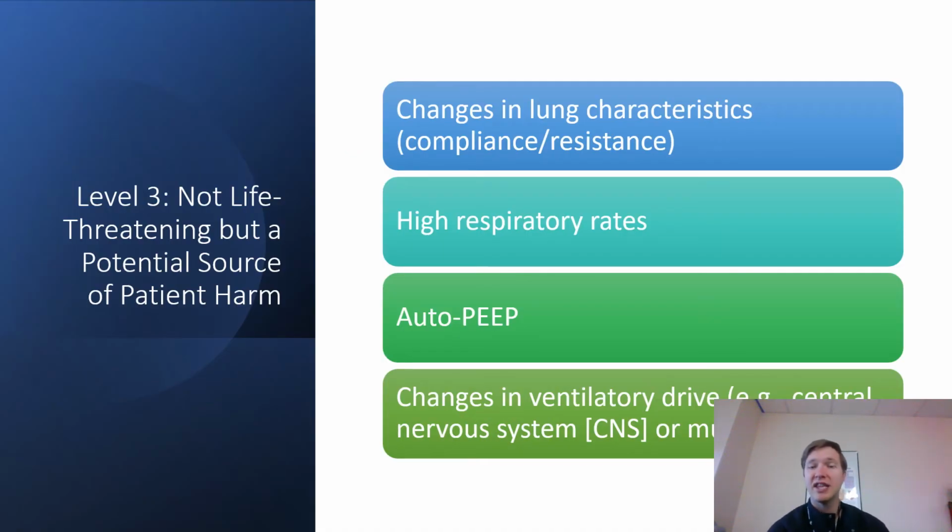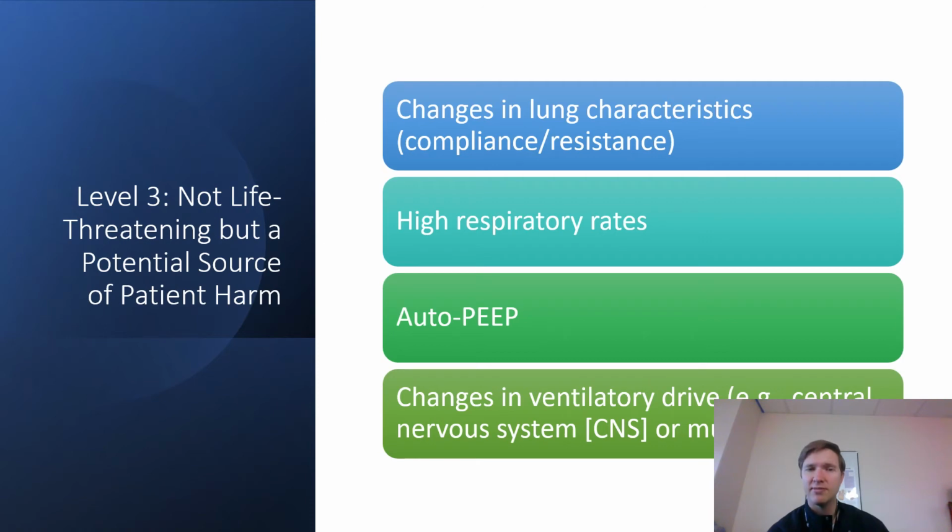All right, there's the level 3, non-life-threatening but potential source of patient harm. So these are very, very low-level ones. So things that we look at here would be like changes in their lung characteristics, like their compliance has changed, their air resistance has changed. I know that the Hamilton ventilator even has a whole graphic that's set up, the dynamic lung graphic, where you could actually see the compliance and resistance changes on there.